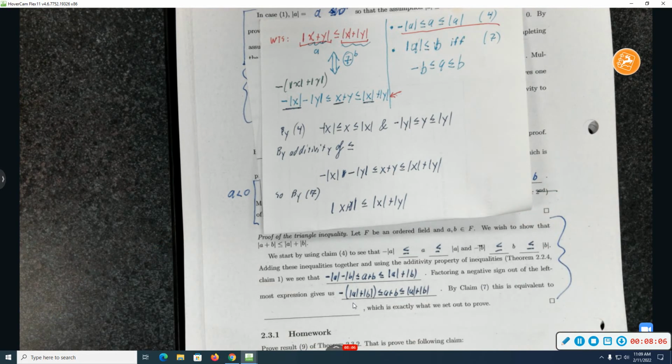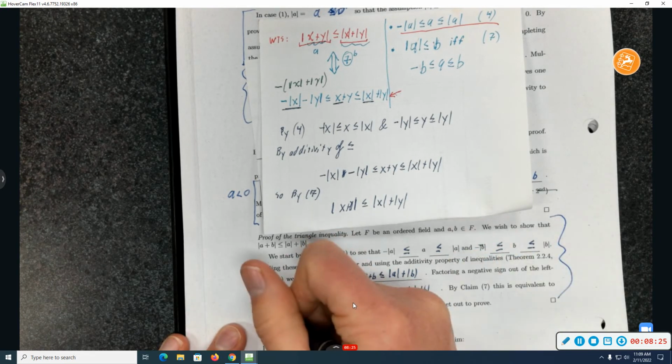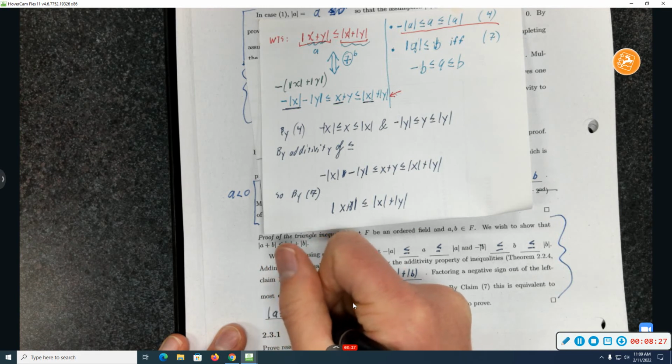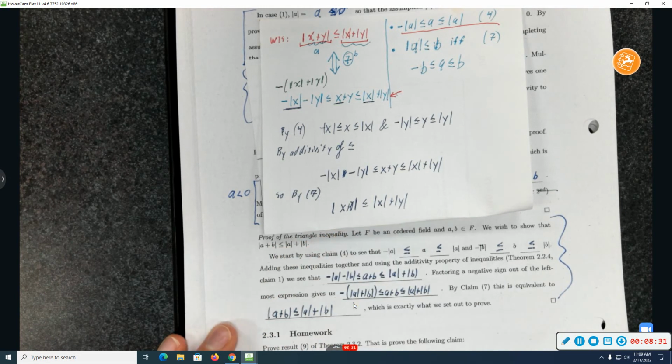So now we have something of the form A plus B is bigger than or equal to negative some quantity, and less than or equal to positive that same quantity. So the absolute value of A plus B is less than or equal to that quantity. And that's by claim 7. Neato. There's a proof.